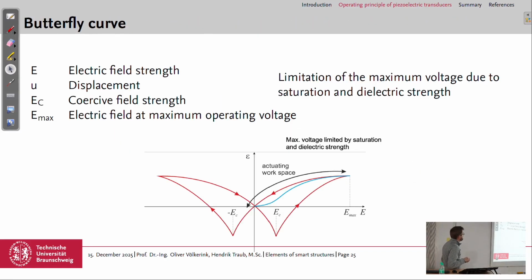So the butterfly curve again, E is the electric field strength, U is not included, EC is the coercive field strength. We have to look up the right translation in English. Emax is the maximum electric field at maximum operating value here. And the limitation of the maximum voltage is due to saturation and dielectric strength, and you would simply destroy the piezoelectric material when you go higher with the field.